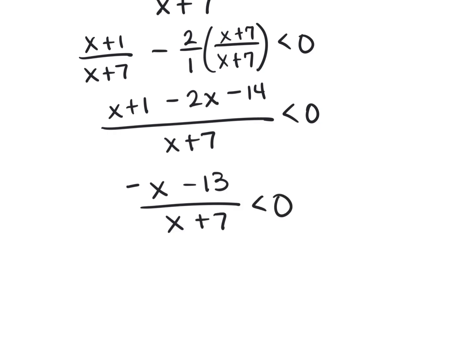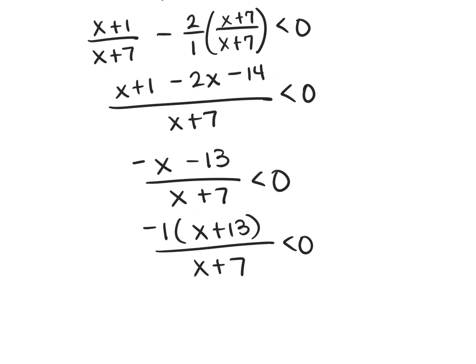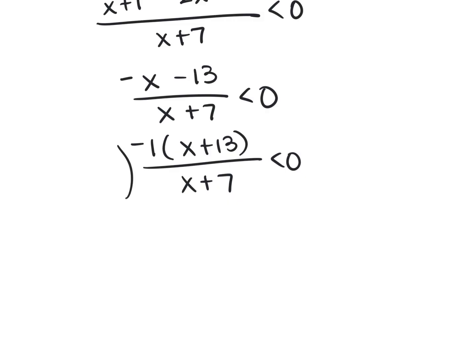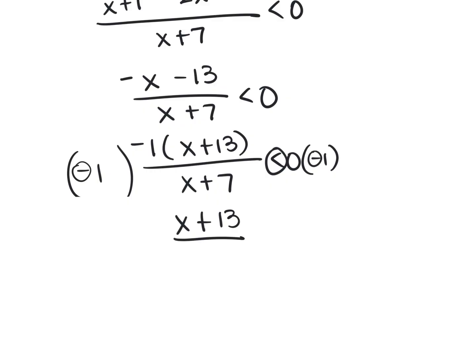Now, you've got the option right here to factor out a negative 1, so you're going to have x plus 13 over x plus 7 is less than 0. And then if I multiply both sides by a negative 1, that'll make that into positive 1. But again, because I have multiplied by a negative, this will switch directions, excuse me. So this is x plus 13 over x plus 7 is now greater than 0.